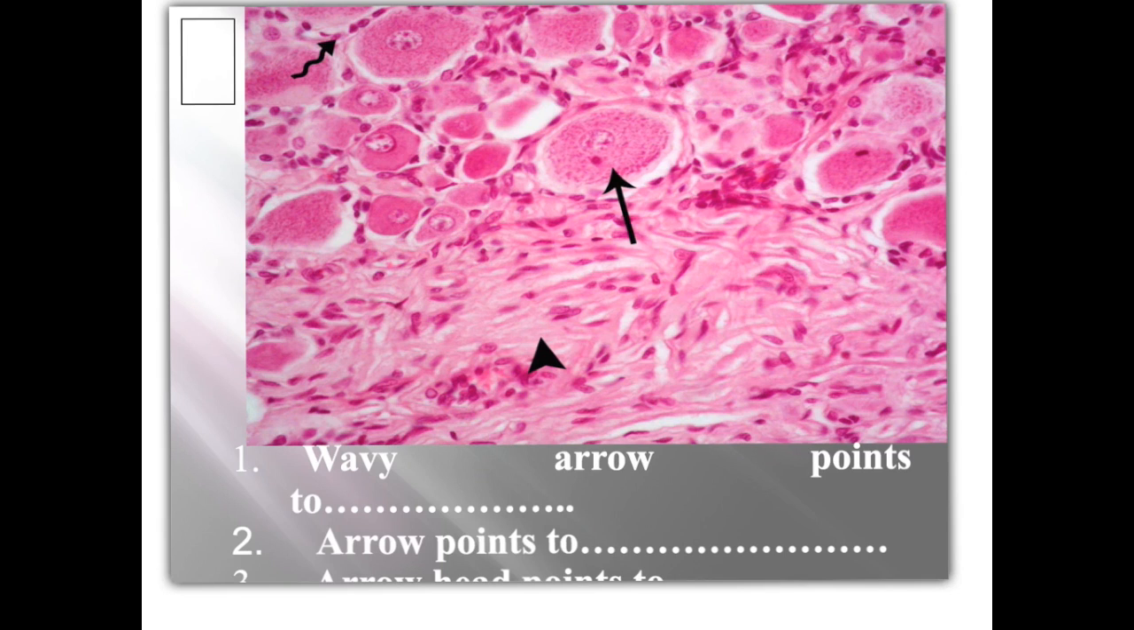The arrowhead points to these fibers. These fibers are present in the spinal ganglion. As you see, the cells here are separated by fibers, and they are present in groups separated by fibers. And they are unipolar. So this is the spinal ganglion. So these fibers are the myelinated nerve fibers.